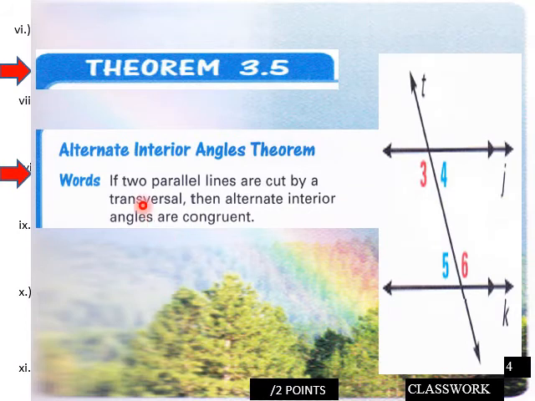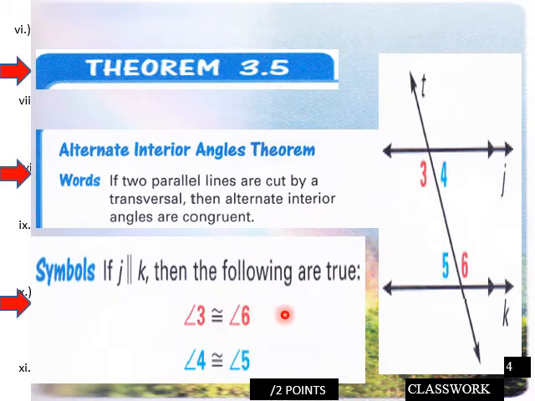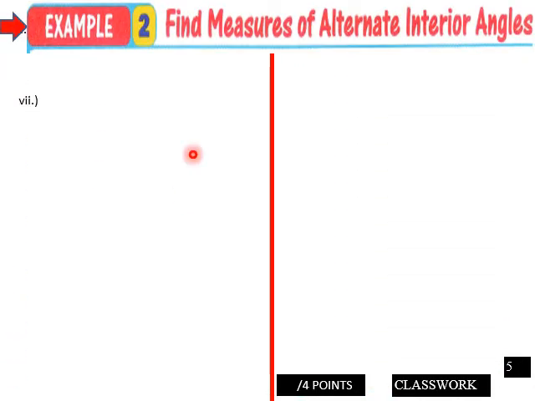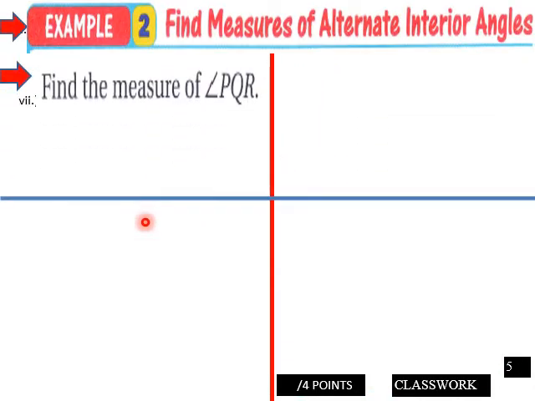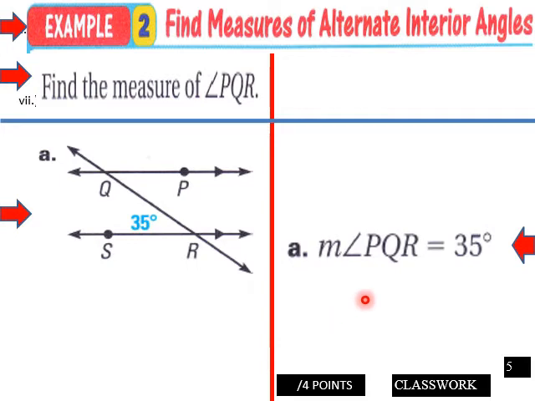Okay, theorem 3.5, alternate interiors. If two parallel lines are cut by a transversal, then alternate interior angles are congruent. Here are congruent angles, 3 and 6, and 4 and 5 would be congruent. Find measures of alternate interior angles. So we have our diagram there.